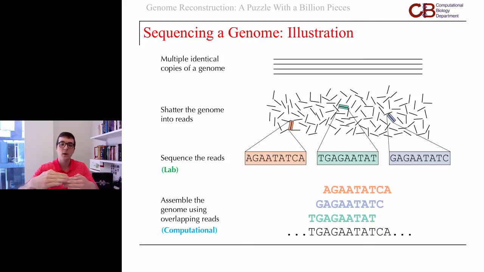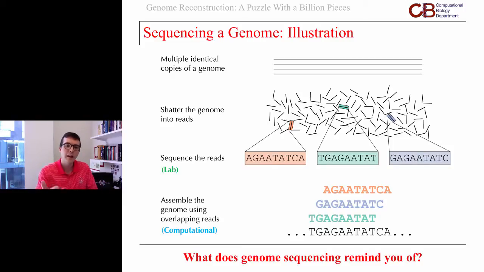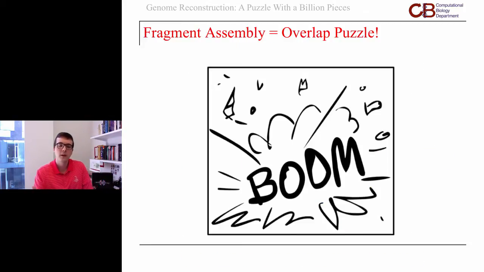But the key idea is that we're overlapping these reads in order to reconstruct a genome at the bottom and figure out what your DNA is. And now I would ask you, what does that process of shattering a genome into reads, figuring out what the reads say, and then assembling them into a single contiguous genome based off of the overlap, what does that process remind you of? And I would hope that you would say, well, really, that's just the exact same thing as the newspaper problem. So fragment assembly of all these DNA fragments, all these reads, is equivalent to an overlap puzzle.